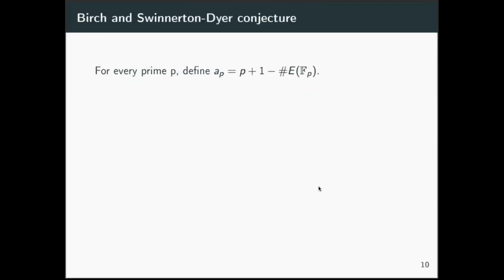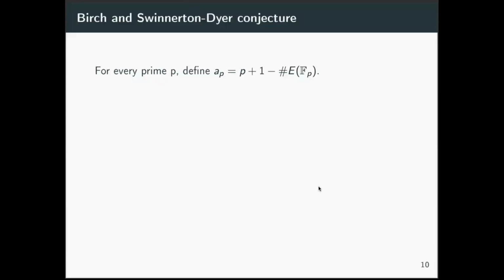Okay, and now I'll talk about the Birch and Swinnerton-Dyer conjecture. So for every p, we define these numbers a_p. These are going to be very important for us. So we subtract the number of points on the elliptic curve modulo p from the number p plus 1. If you're not familiar with finite fields, what we're really doing is using the coefficients of the equation modulo p and then just counting the number of solutions modulo p. So this is kind of high school mathematics.